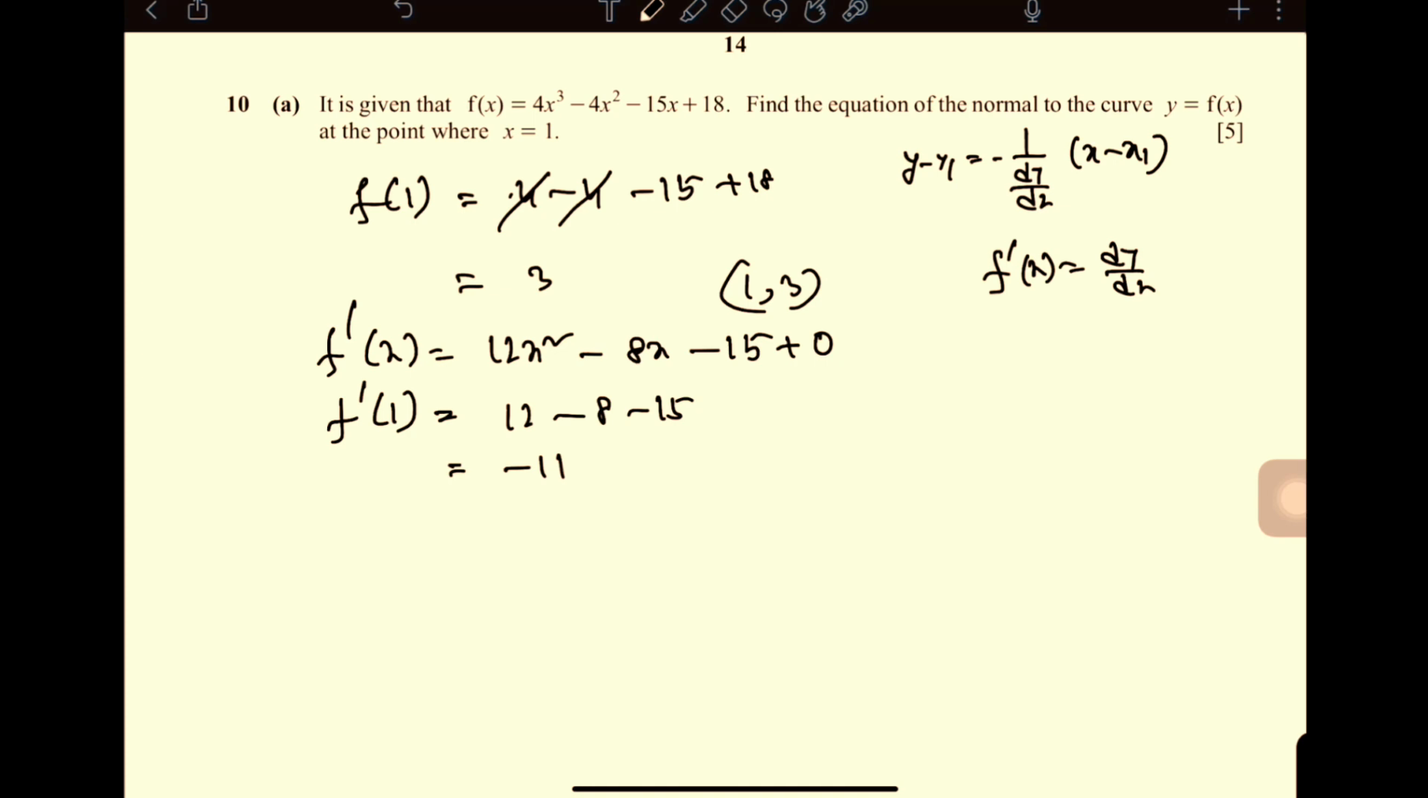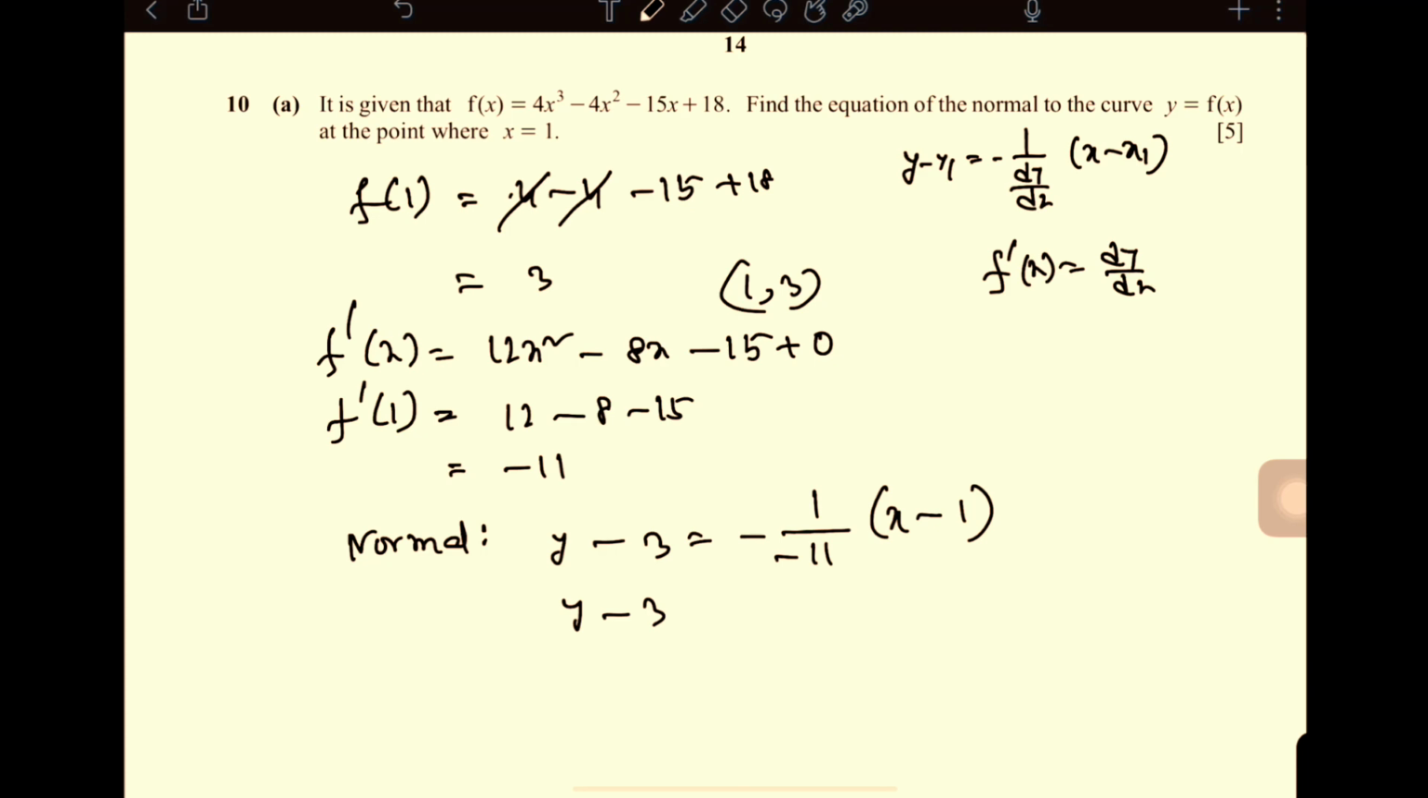Now it's very simple case. Just plug in with the formula. Normal: y minus y1, that is y minus 3 equals to minus 1 by dy dx. That is 1 by minus 11, times x minus 1. If we simplify this, I think it will be very good if I keep up to this.